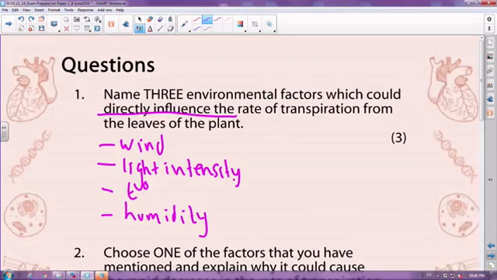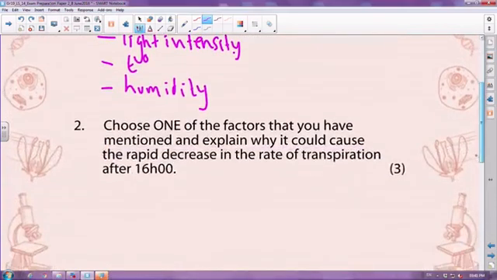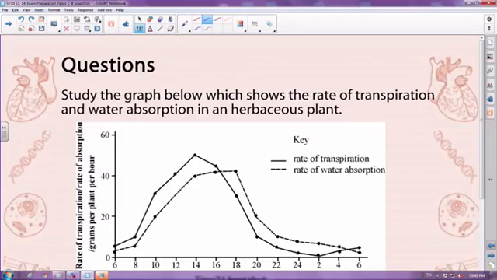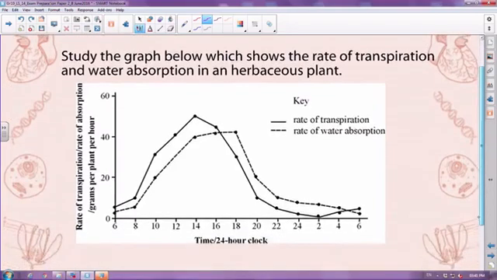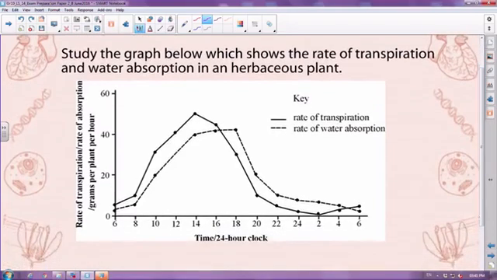Now, question number 2 says, choose one of the factors that you have mentioned and explain why it could cause the rapid decrease in the rate of transpiration after 4 o'clock. Let's have a look here. Have a look, my 4 o'clock is 1600 hours. So let's go up here.